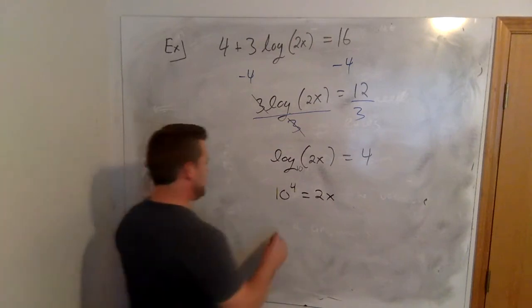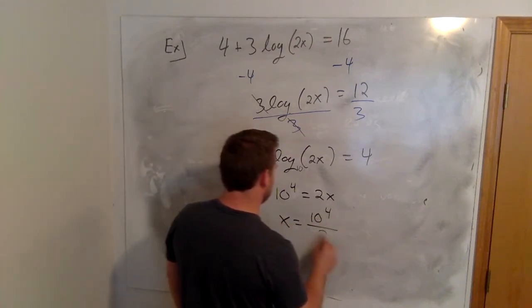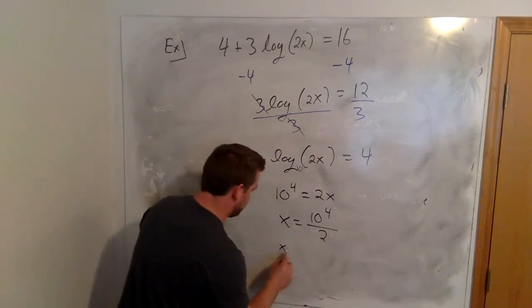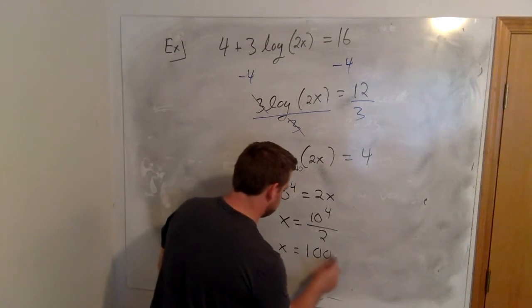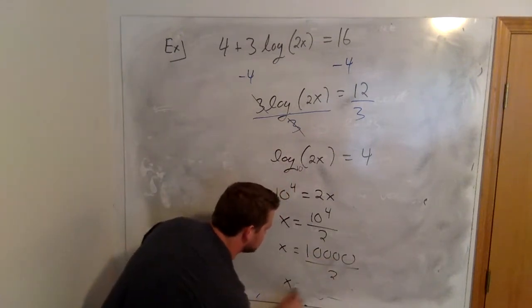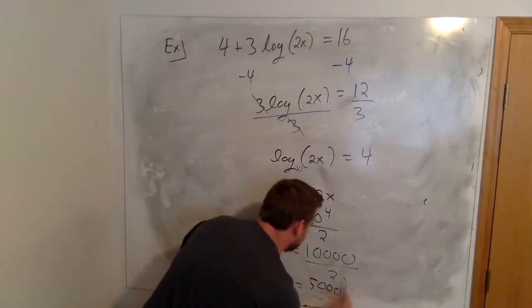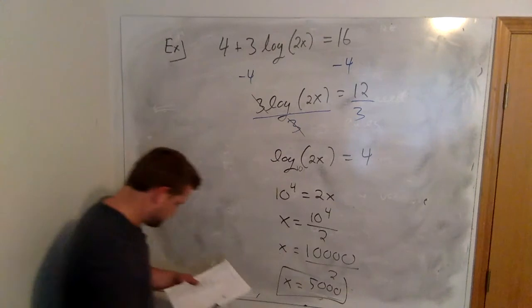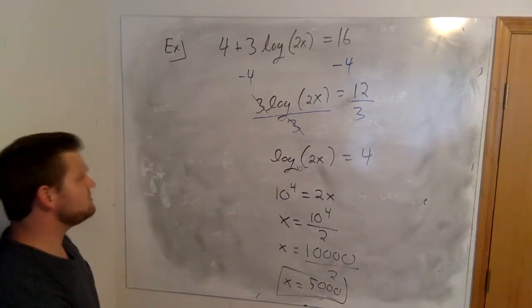So we have that x is going to be equal to 10 to the 4th over 2. What's 10 to the 4th? Well, that's a 1 with 4 zeros, all over 2. So we have that x is going to be equal to 5,000. And here is our solution. We might want to be a little bit careful in general. We need to check this.